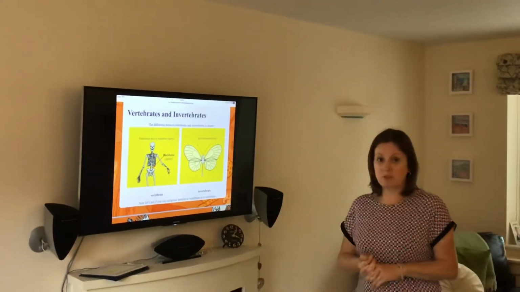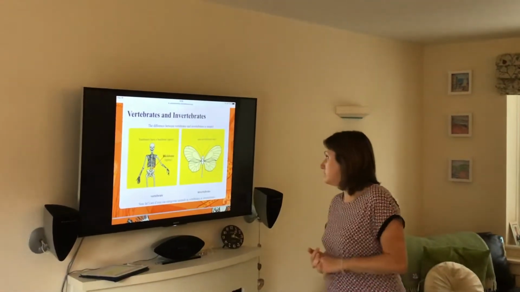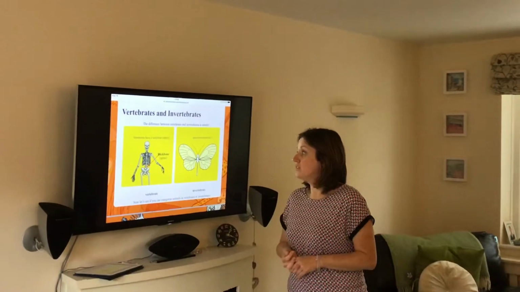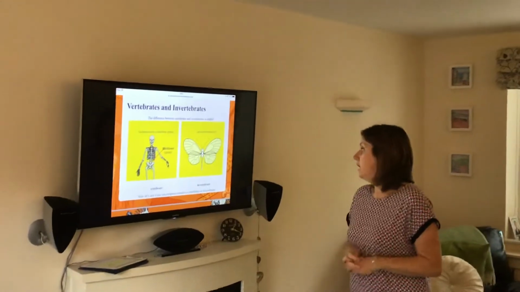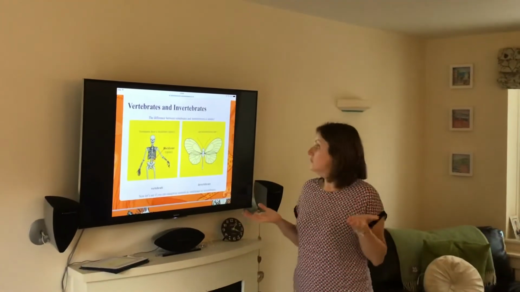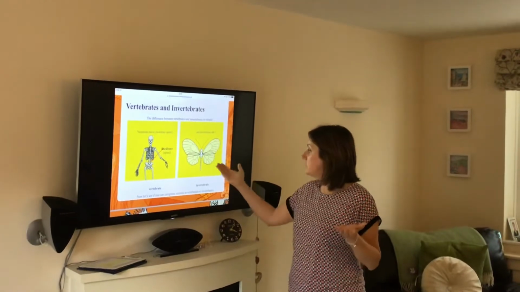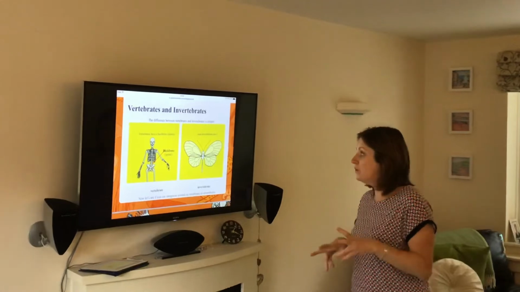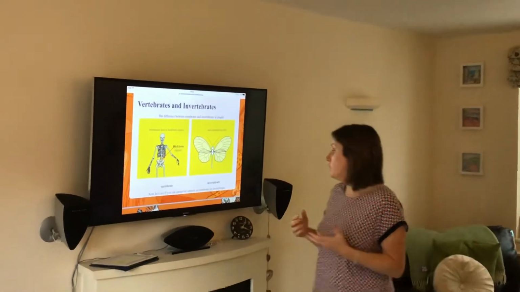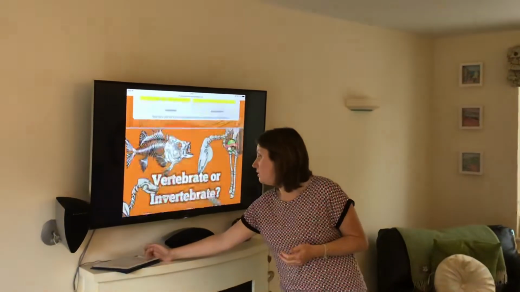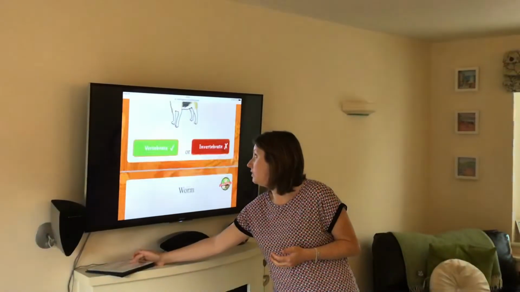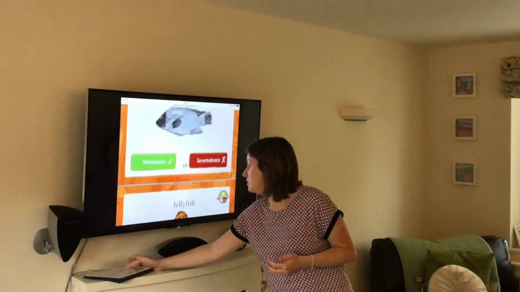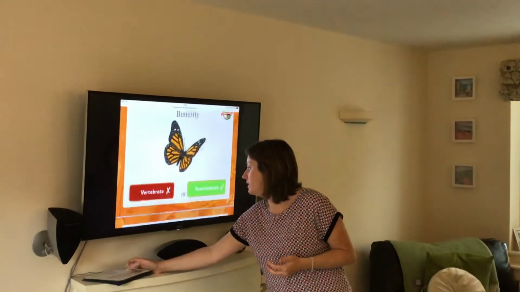So the difference between a vertebrate and an invertebrate is simple. All animals that are called vertebrates have a spine or a backbone, and invertebrates don't. So these type of creatures don't have that internal skeleton, and the vertebrates do. Okay, now I'll put this PowerPoint on the blog post so you can have a go at the quiz. There's lots and lots of creatures and you can have a guess to see whether you think they're vertebrates or invertebrates. So I won't do that now, I'll let you do that.